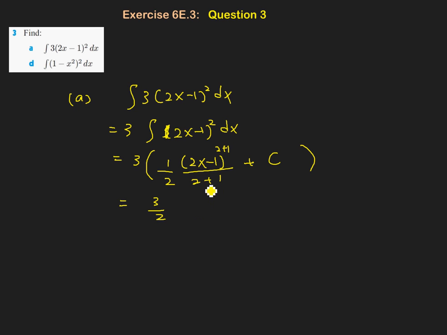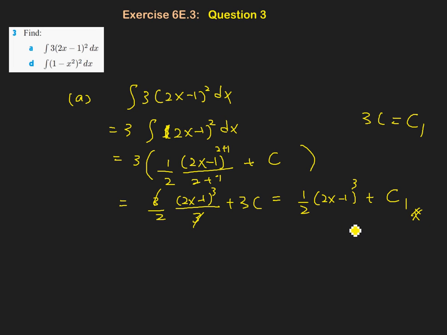So we'll have 3 over 2. This is going to be 3, 2x minus 1 to the power 3, plus 3c. Well, 3c is just another constant. We're going to call it c1. Okay, and simplify it. So we have half, 2x minus 1 to the power of 3, plus c1.